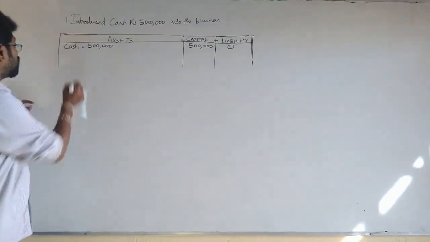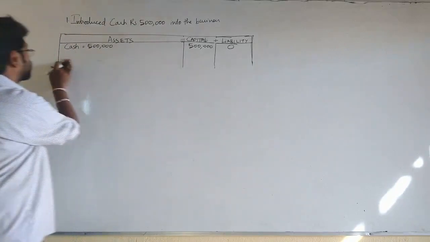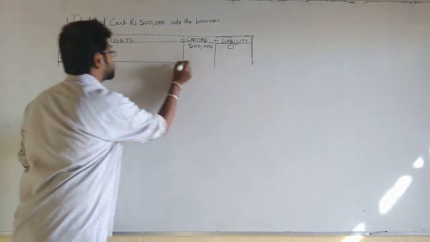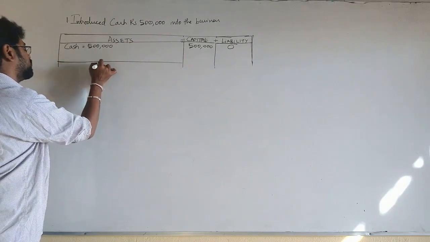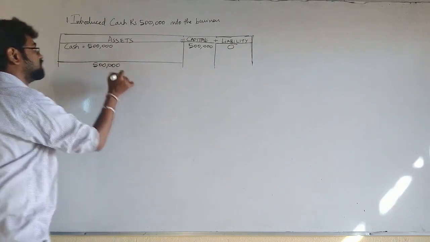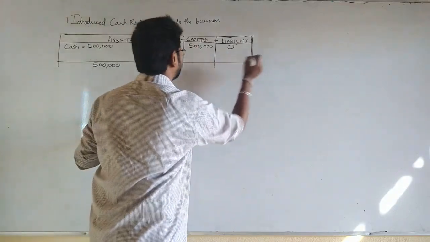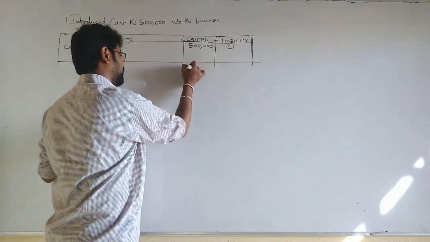Now what is the value of assets? What is the total of assets now? The total of assets is 5 lakhs. What is the total of capital? It is 5 lakhs.